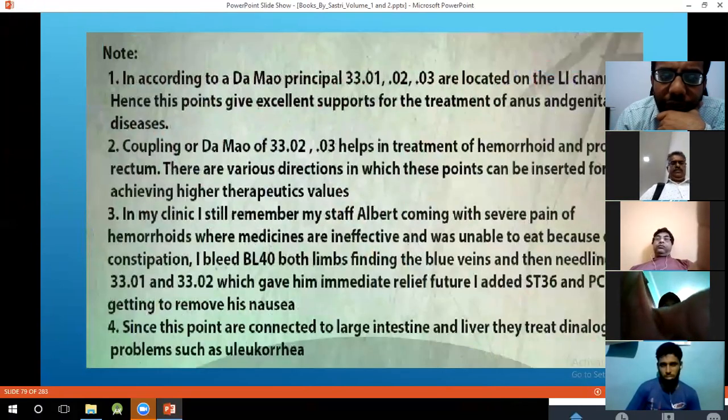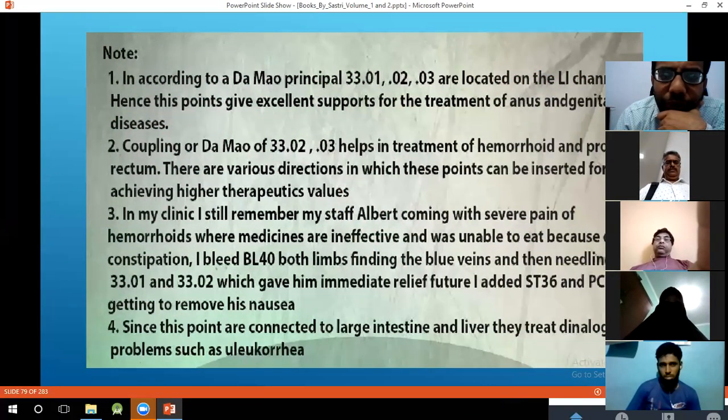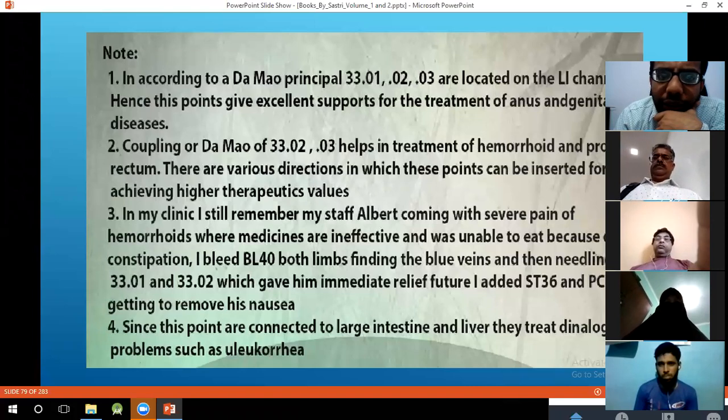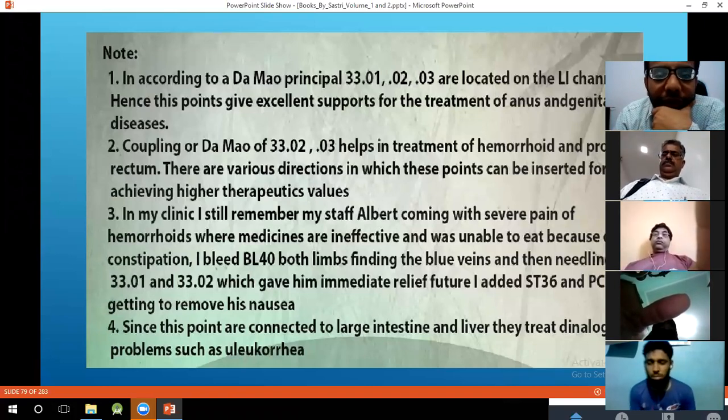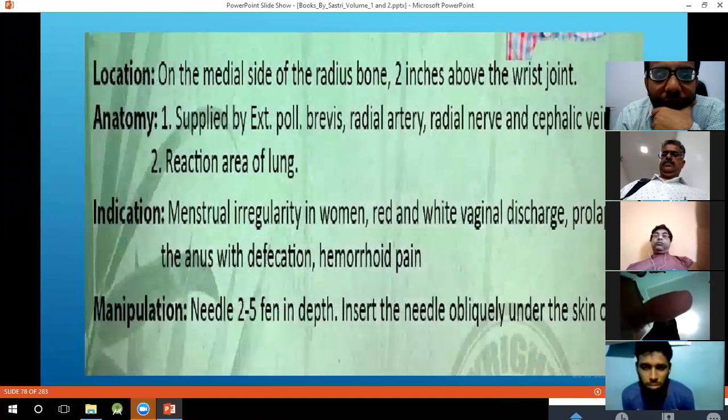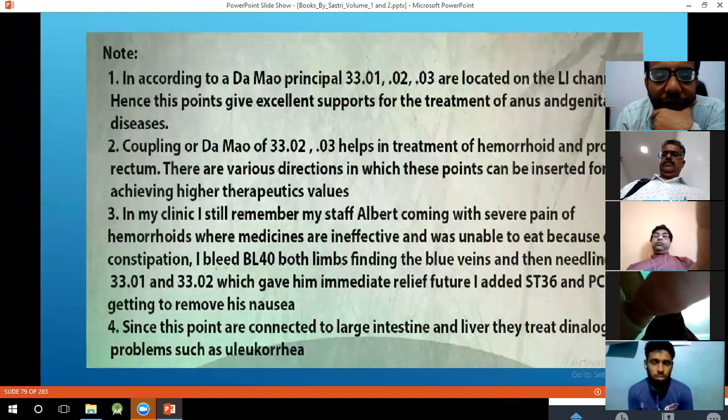According to Dharma principle, 33.01, 02 and 03 are located on an allied channel and the points give excellent support. Basically 33.01, 02 and 03 are located on the allied channel, hence these points give excellent support for the treatment of anal and rectal problems. Coupling it with, for example, you see sometimes hemorrhoids in the anus and prolapse of the rectum. So combine it with 32.02 and 32.03. The combination of 1, 2, 3 gives a lot of relief.